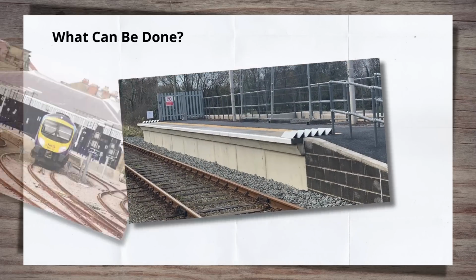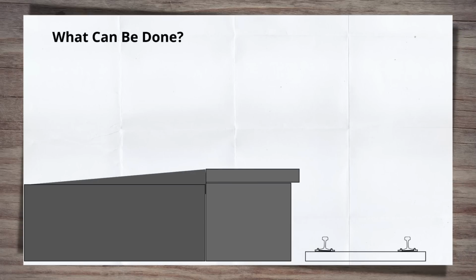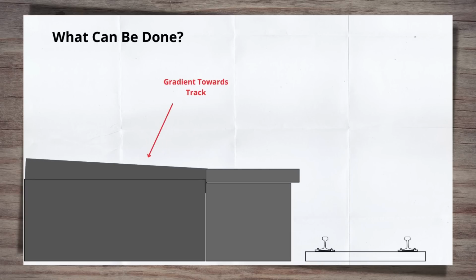The gradient of the platform also has to remain suitable for use by all passengers, so the copers cannot be lifted too high and create a steep slope for people to push wheelchairs or pushchairs up. This is known as the platform crossfall gradient. Some level of gradient prevents water pooling on the platform, but a slope towards the edge of the platform risks items rolling onto the track.